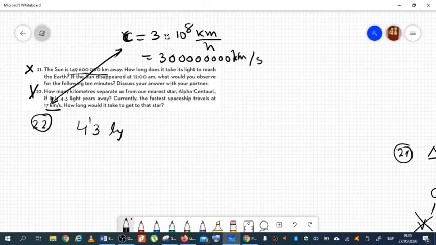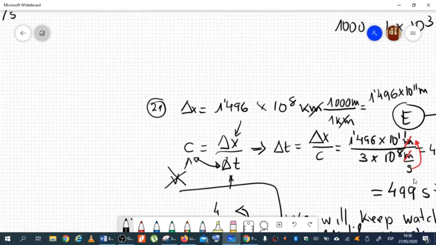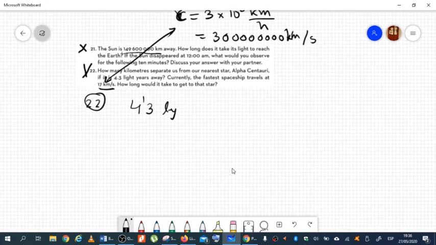Sorry, kilometers. Imagine the difference between this number and this number. It is incredible. However, it takes a time. From the sun it takes 8 minutes. So it takes a time.